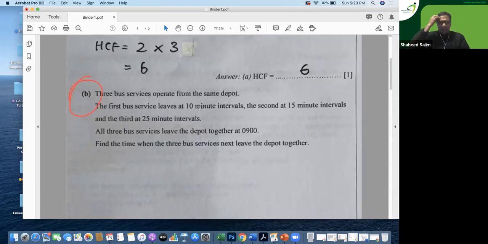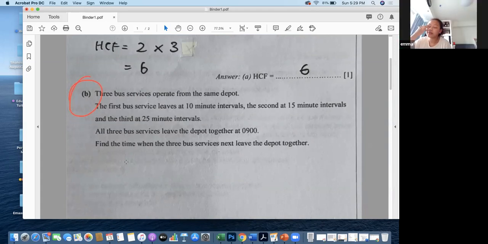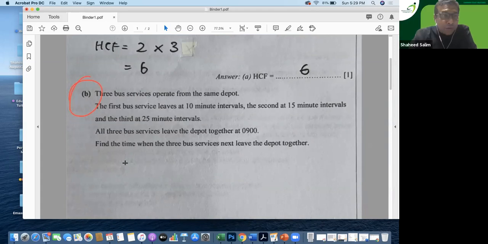I think we have done something like this before. Do you remember? No, I don't remember how to do. It's all in the videos. Okay, let's try. 3 bus services operate from the same depot.